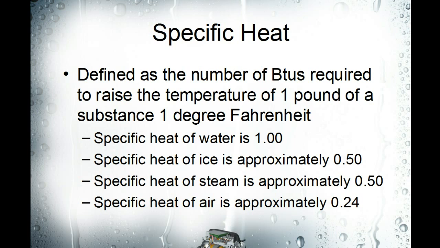All right, so specific heat, just a definition. It's the number of BTUs that you require to raise the temperature of 1 pound of any substance 1 degree Fahrenheit. And the standard is water, so specific heat is 1 for water. And then you can look in here, they have ice, steam, and air, and it shows that it requires fewer BTUs to raise the temperature of ice, steam, and air than it does to raise the temperature of water. So just remember that specific heat is the amount of BTUs required to raise the temperature of 1 pound of any substance 1 degree Fahrenheit.